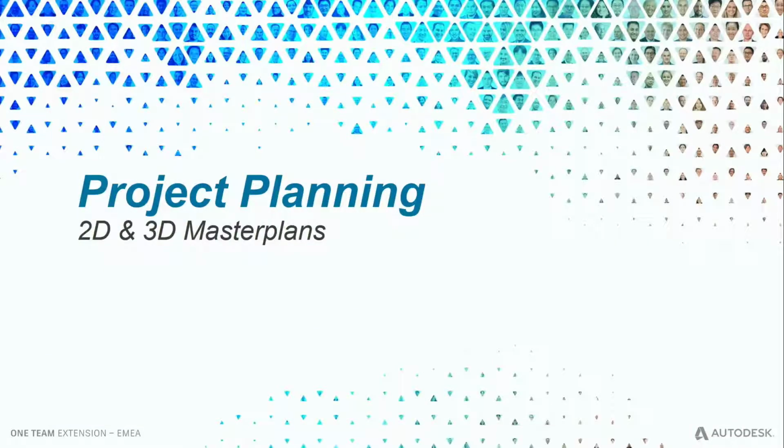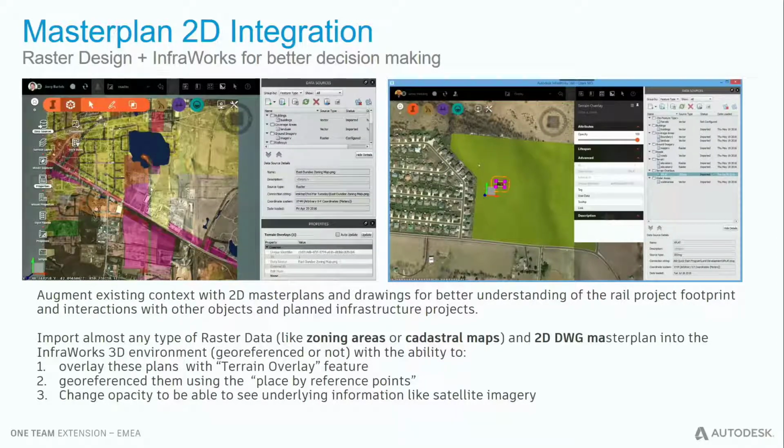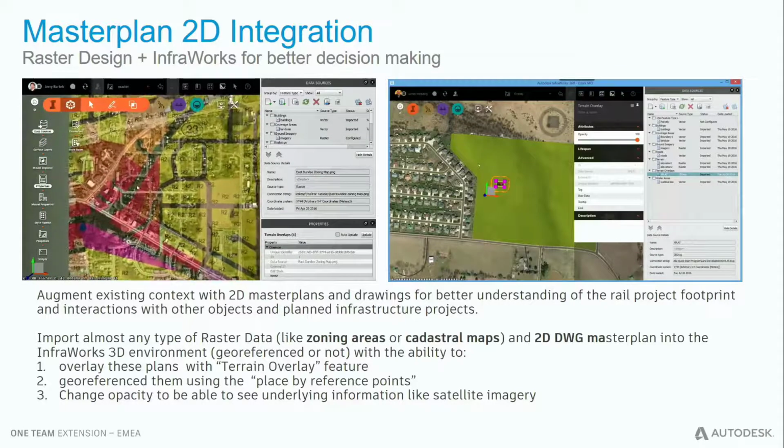We are also able in InfraWorks, and this is why it's a very powerful platform, because it reads both 3D, BIM data, and 2D. So for the planners, we can bring in base maps like zoning areas, cadastral maps, or even 2D DWG. It doesn't have to have any elevation to it. And this all also helps in the planning process throughout.